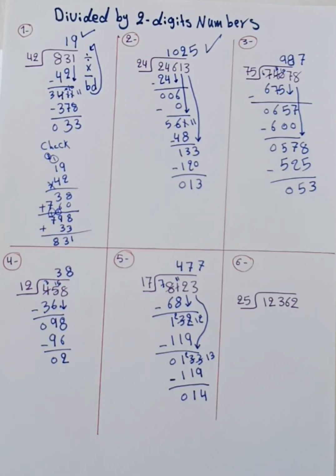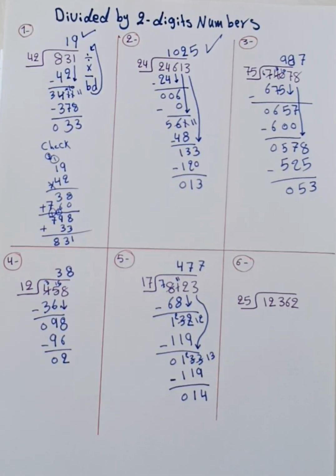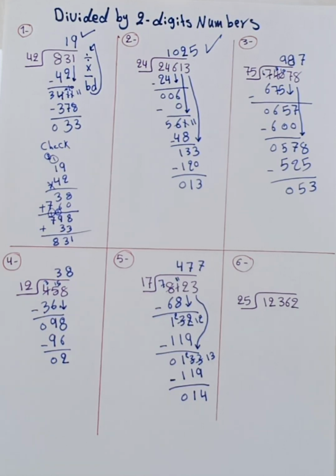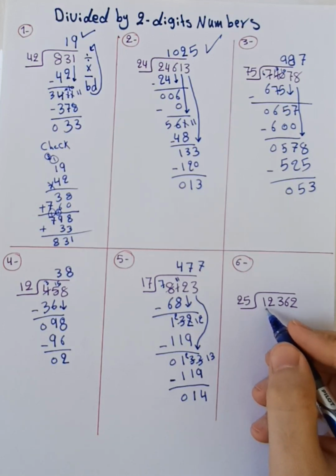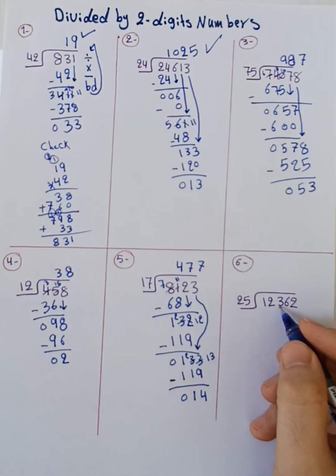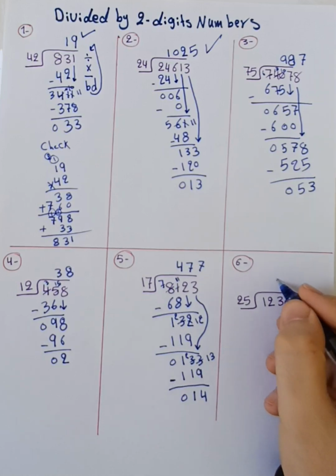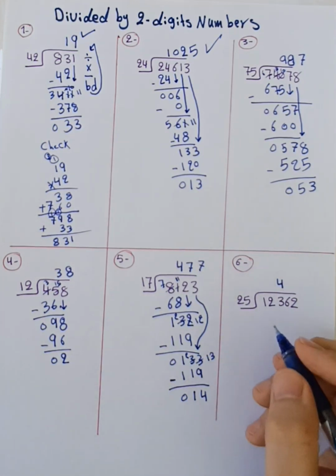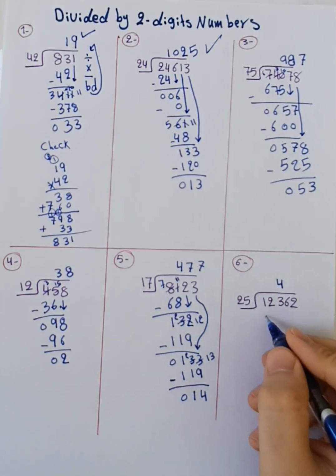Another example, example number 6. We have 12,362 divided by 25. First, we have 123 divided by 25. We have 4, because when we write 5 times 25 equal to 125, 125 is greater than 123, so suitable number is 4. 4 times 25 equal to 100.